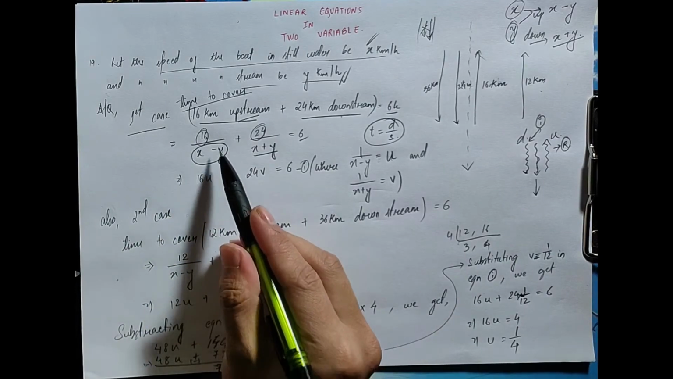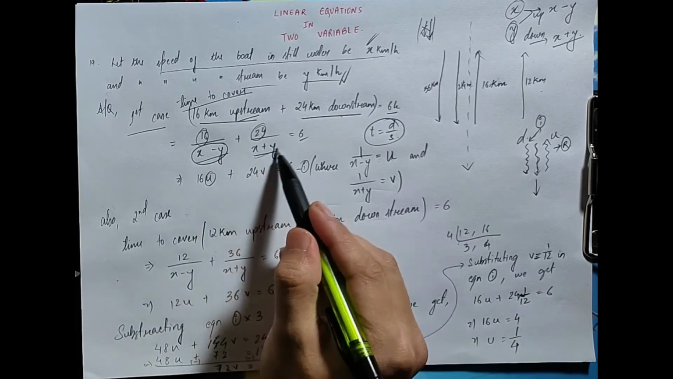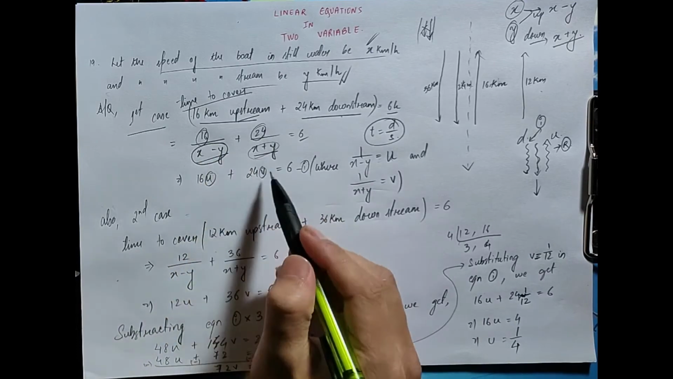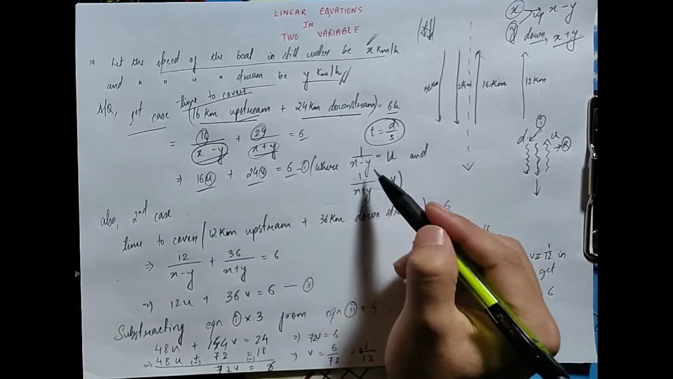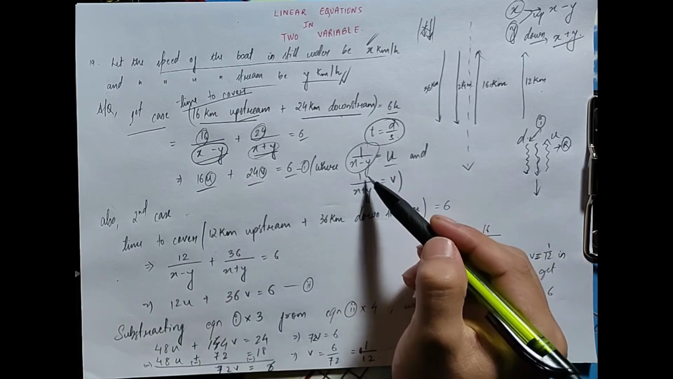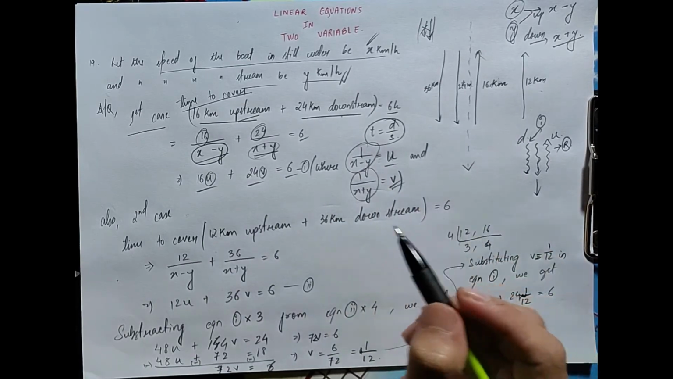This implies, let's take 1 by x minus y to be u and 1 by x plus y to be v. So 60u plus 24v is equal to 6, where 1 by x minus y is equal to u and 1 by x plus y is equal to v.